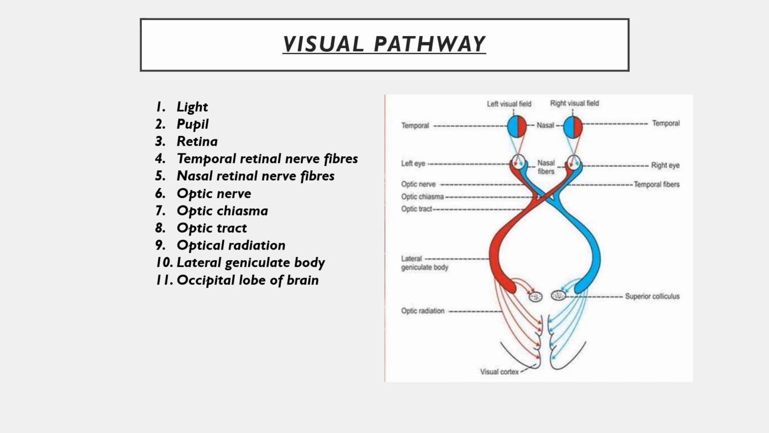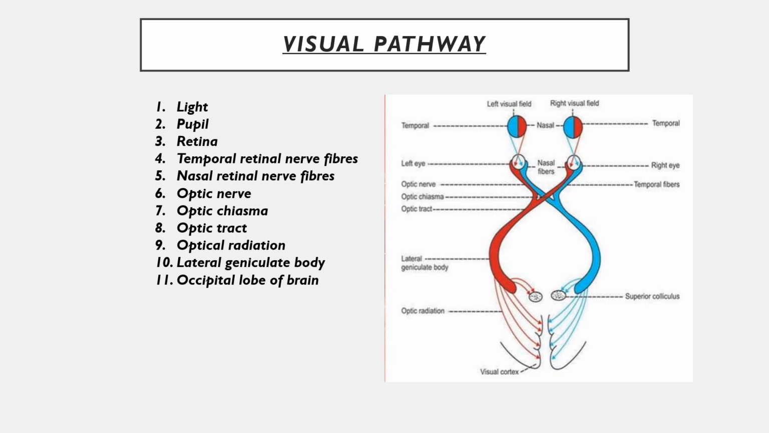And we have to know how the light is reaching from the cornea to the retina and from the retina to the brain. This is the visual pathway. First the light reaches the cornea, from the cornea to the iris, from the iris to the pupil, from the pupil to the lens, and from the lens to the retina. From the retina to the brain it will reach with the help of the optic nerve. So we'll see how the light is reaching from the retina to the brain.